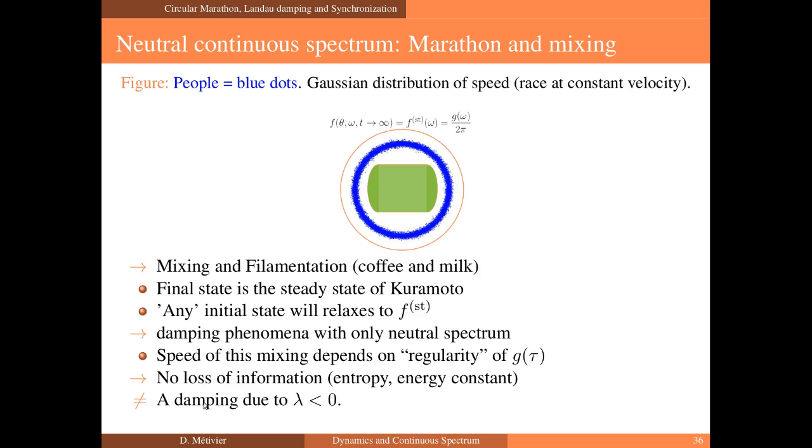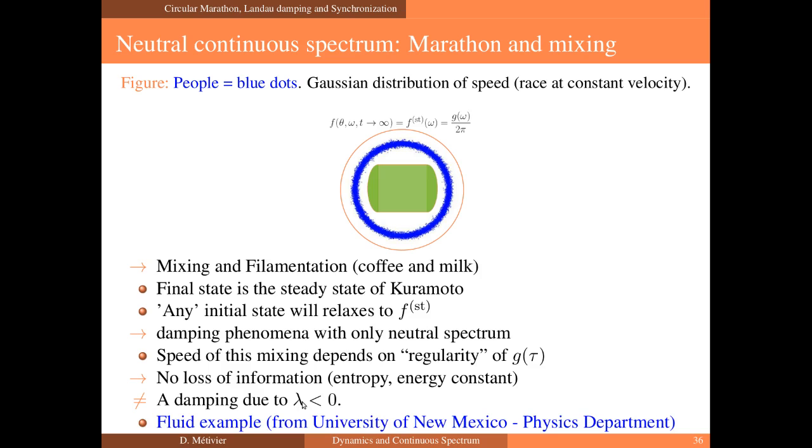So it's very different from a damping that happens when lambda is negative, okay? Here it's really a neutral damping. It's just a mixing, but all the information is kept. While in general, when you have a dissipative process, like the damping of the pendulum, you lose some information, okay?